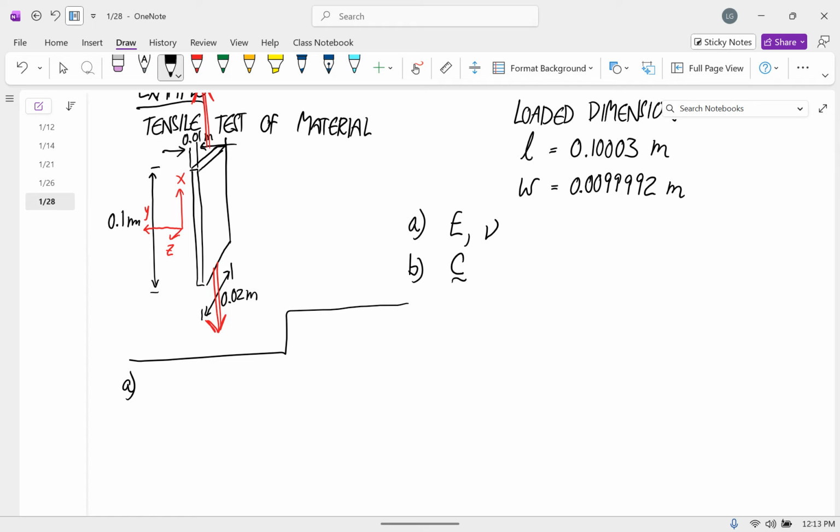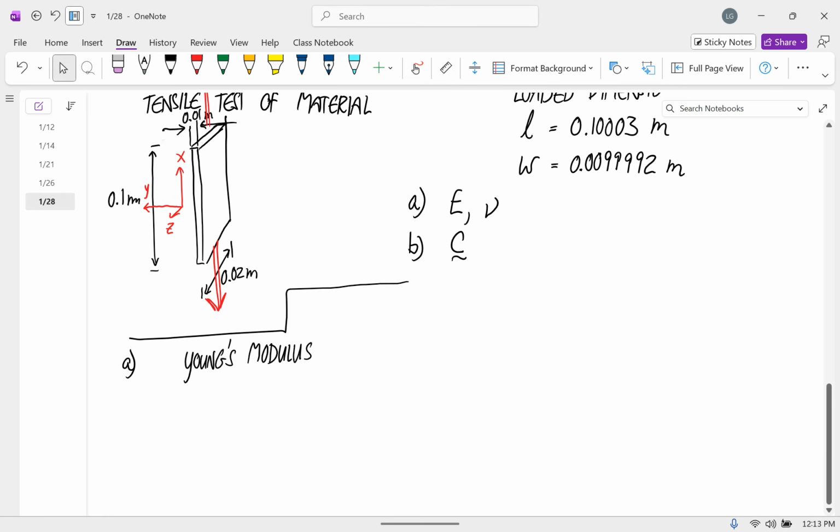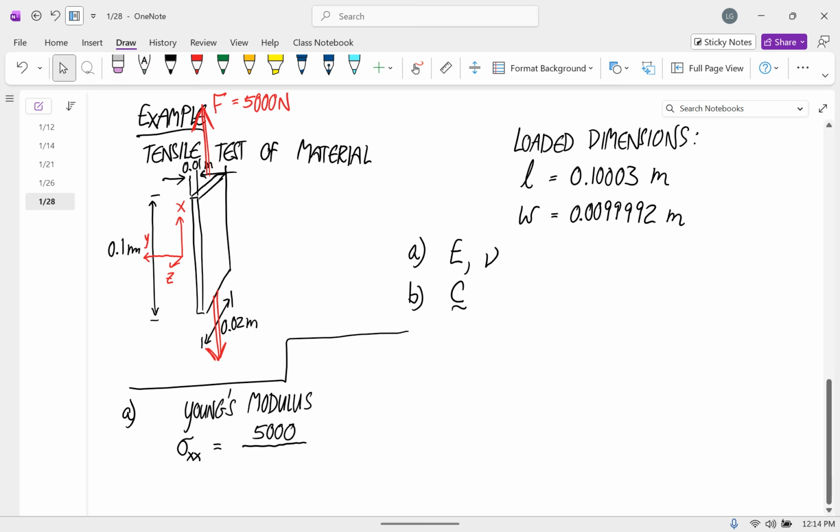So first, in order to calculate Young's modulus, we need to calculate the stress in the x direction. And that is going to be the tensile force divided by the cross-sectional area that's resisting deformation. So think about what dimensions matter to the cross-sectional area here. What are we going to multiply together for the area?